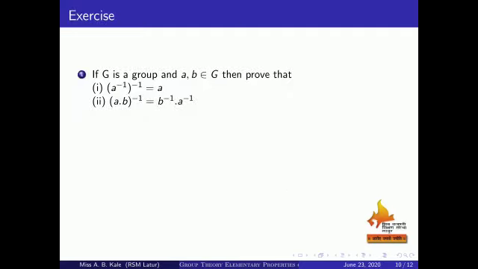Now look at the exercise. First is if G is a group and A, B belongs to G, then prove that A inverse of inverse is A. Second, AB inverse is equal to B inverse into A inverse. How to solve this? Now use the hint.